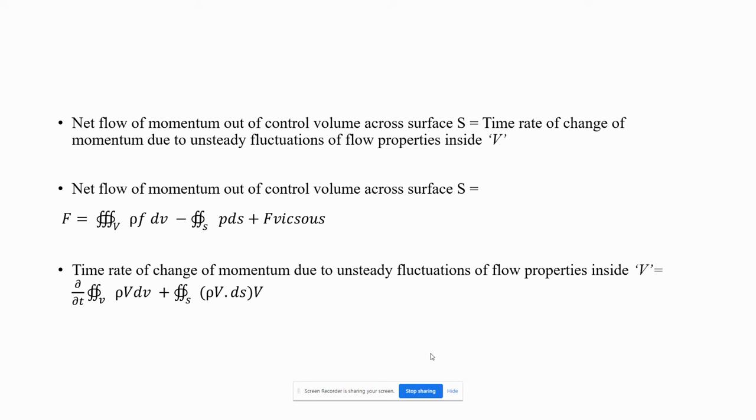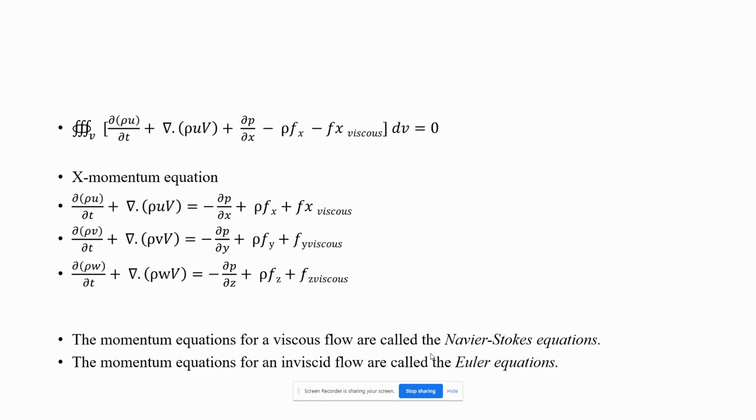which can be represented as two components. The first one is a local component, and the second one is a convective component. The first one is the change in mass with respect to time. The second one is the convective component, which can be represented as rho V dot dS times V. So from both equations, we can simplify and obtain the equation shown here in the first equation.